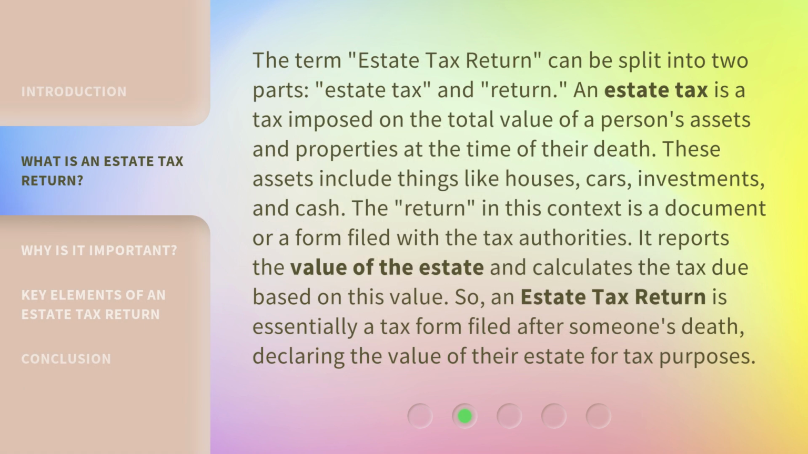The term estate tax return can be split into two parts: estate tax and return. An estate tax is a tax imposed on the total value of a person's assets and properties at the time of their death. These assets include things like houses, cars, investments, and cash. The return, in this context, is a document or a form filed with the tax authorities. It reports the value of the estate and calculates the tax due based on this value. So, an estate tax return is essentially a tax form filed after someone's death, declaring the value of their estate for tax purposes.